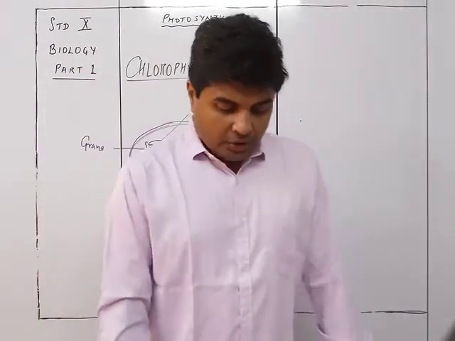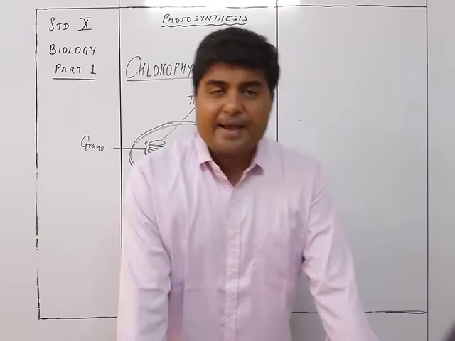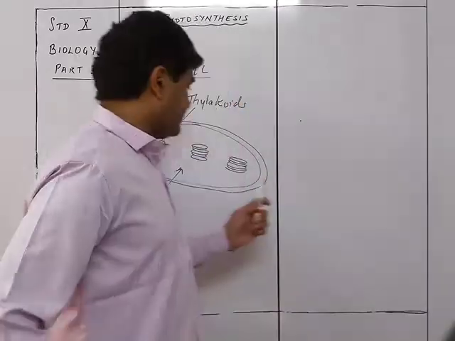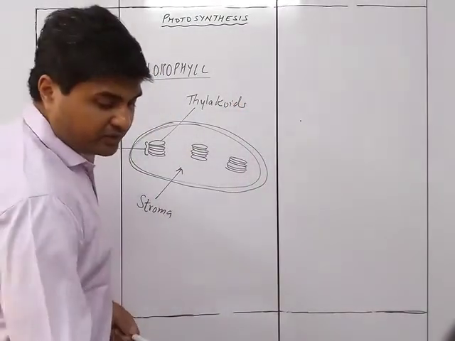You will be surprised to know that there are 9 types of chlorophyll. So chlorophyll is of 9 types. Okay, I'll just complete this figure first.